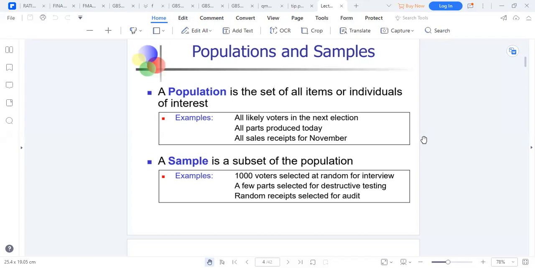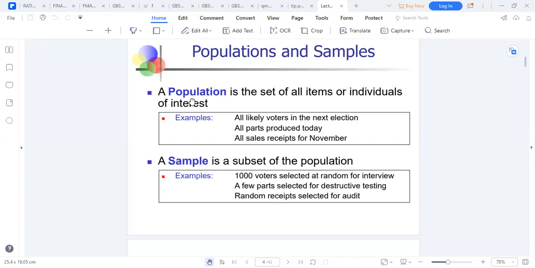So a population is simply a set of all items and individuals. For instance, the population of voters in a country, all political parties, all sales receipts for November, that is a population. But a sample is a subset of a population.